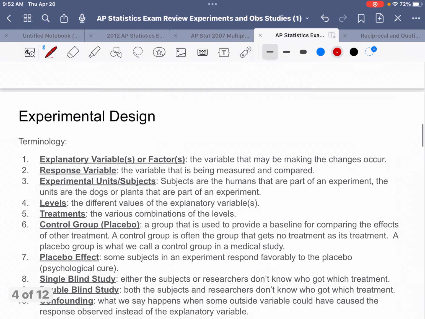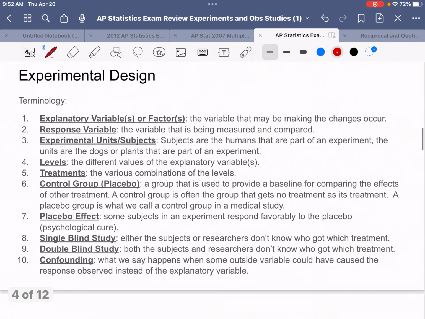Now, moving into experimental design, lots and lots of terminology. So you may want to press pause on this and do some writing. Make sure that you can answer questions about what explanatory variables are. Explanatory variables are the variables that may be making the changes occur. The response variable is the variable that you're going to measure at the end of the experiment to actually be able to compare.